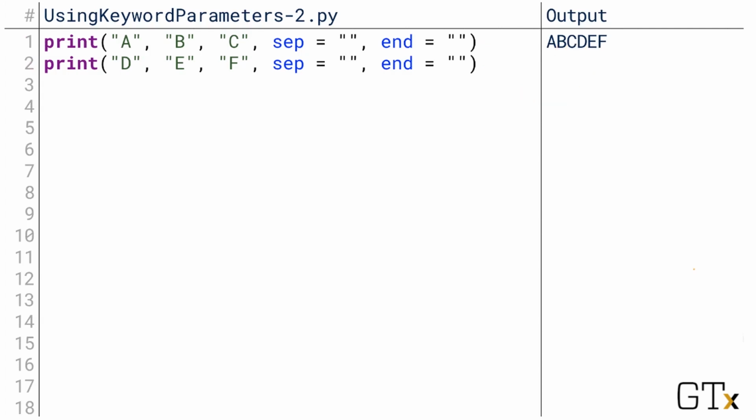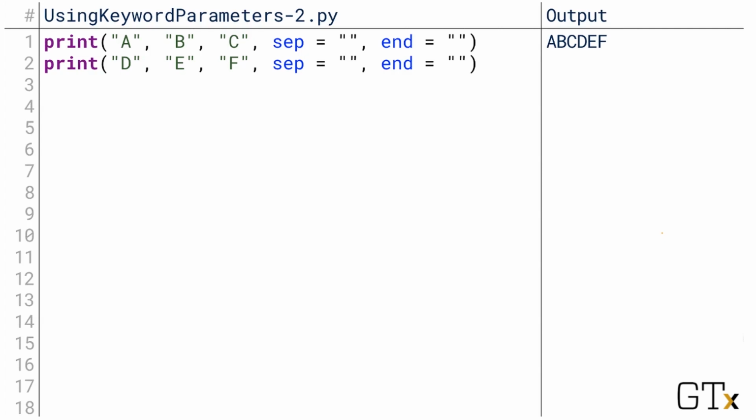So a keyword parameter is a parameter that has an assumed value, but the program or the function call can override that assumed value. Python's assumed value for the keyword parameter called sep is space, but here we've overridden it with an empty string that prevents it from putting anything between those characters.